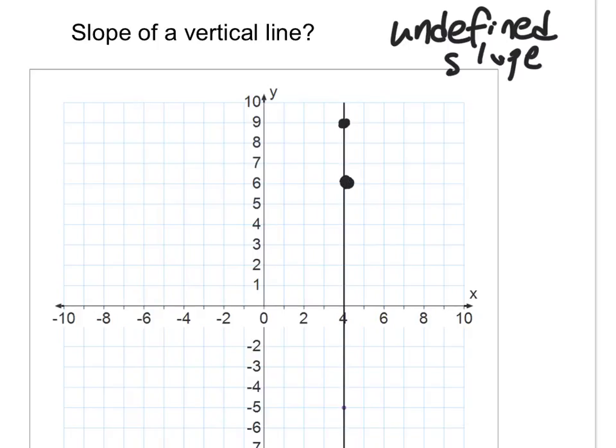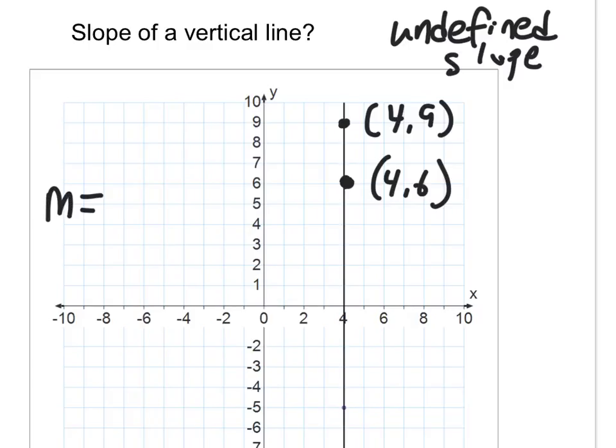Let's pick 2 points. This is the point 4, 9, and 4, 6. When you plug it into the slope formula, you'll see you get a 0 in your denominator. So your vertical change is 3, but your horizontal change is 0, so you get an undefined. You can't divide by 0 there, right? Why are you minus 6? Thank you. Let's fix that.